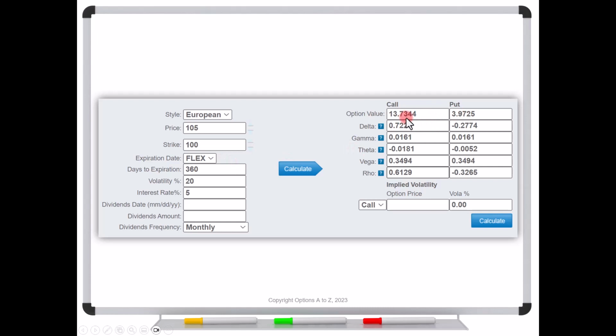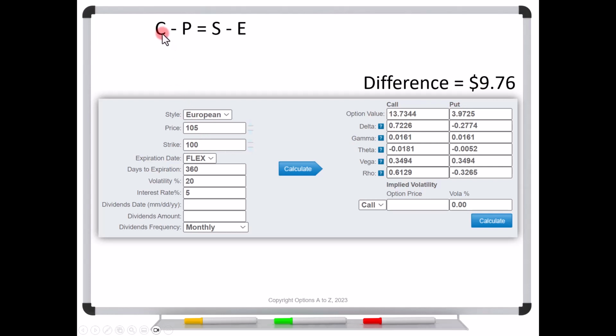We've got 13.73 minus 3.97. That's a difference of 9.76. And notice that that's $5 more than the 4.76 answer we came up with. And that's because this call now has $5 of intrinsic value.